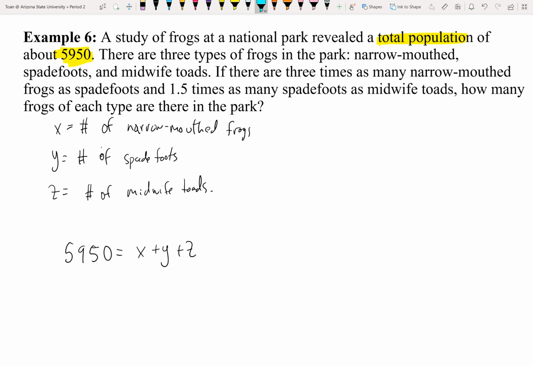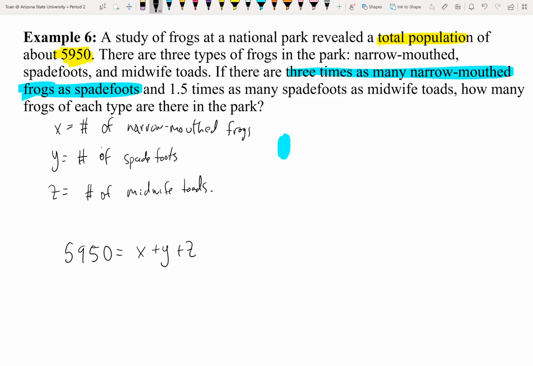There are 3 types of frogs. We got that. If there are 3 times as many narrow-mouth frogs as spade-foots, that's going to be tough for some students. Sentences like there are 2 more of this, or there's 5 less than that, are easy to write. But when it comes to multiplication, I would put money that 99% of my students always get confused. This is the way you do it.